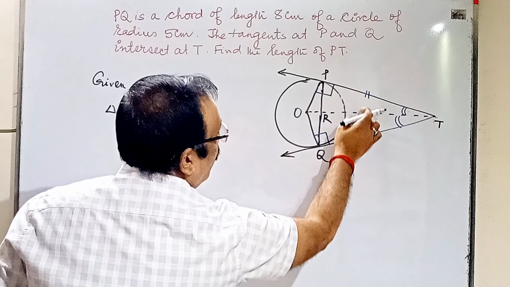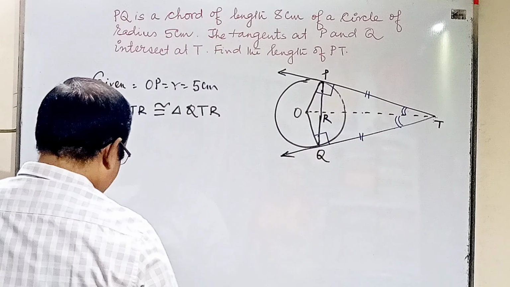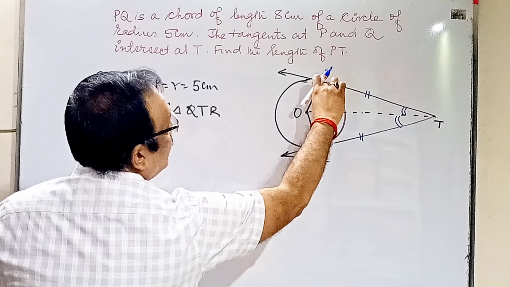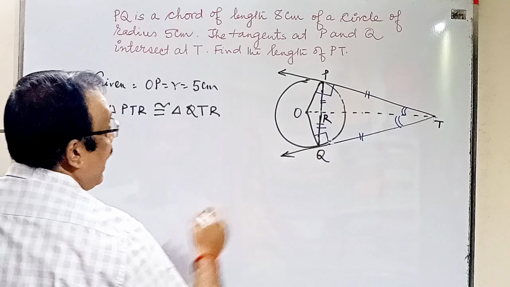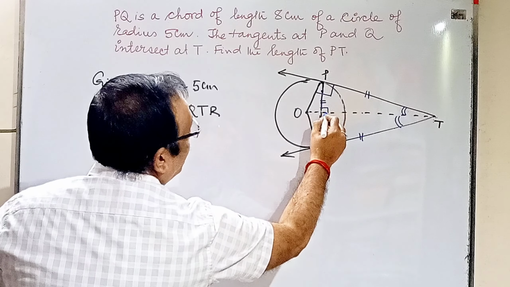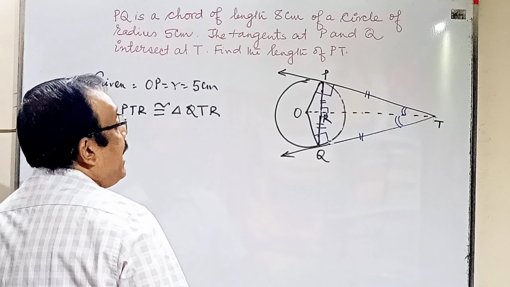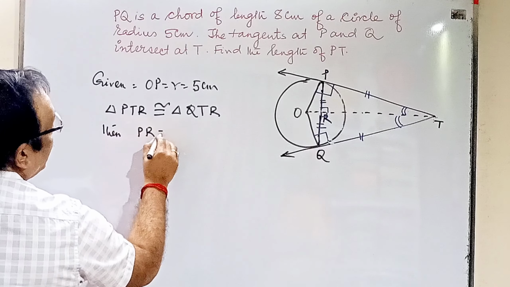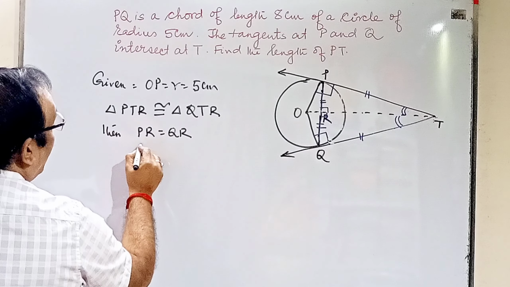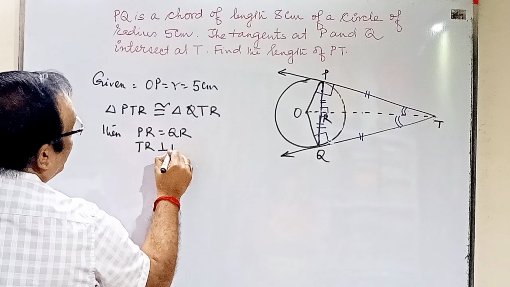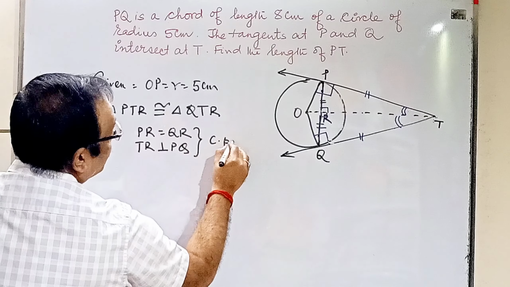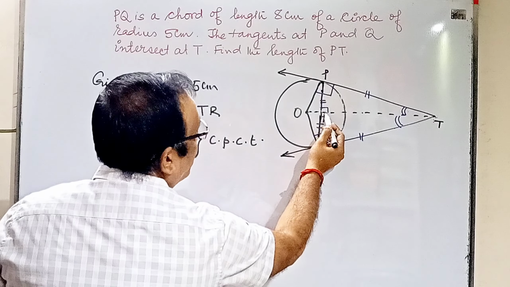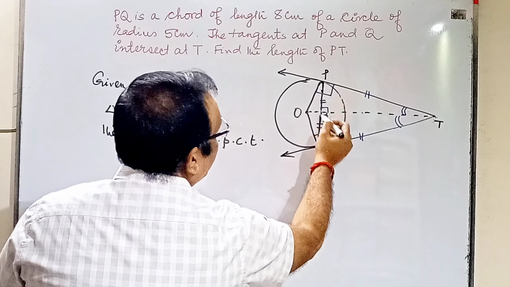If these two triangles are congruent, then what can I say about this? Then this side will be equal to this side, these two sides will be equal, and these two angles will be the same. So each angle will be equal to 90 degree, right? So I can say PR will be equal to QR, and TR will be perpendicular to PQ. This is CPCT, corresponding parts of congruent triangles. Okay, so I got this is perpendicular, and I got PR is equal to RQ.